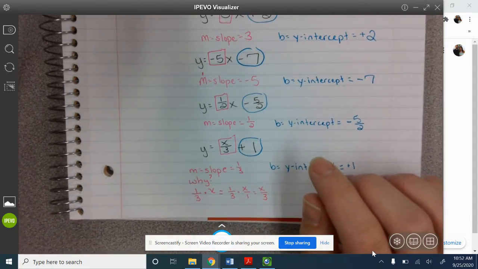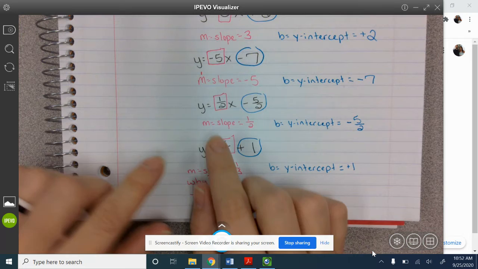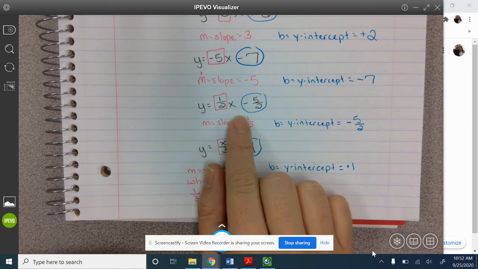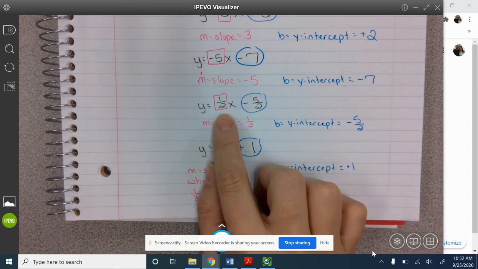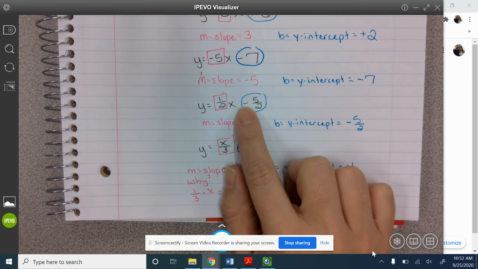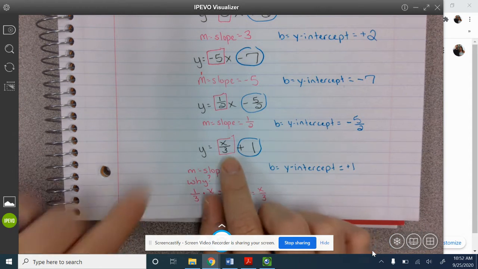You take the sign in front of the number. My next one, get my camera ready for you. Y equals 1/2 x minus 5 over 2. So my slope is 1/2. It is the number that comes in front of the x. The slope is always the number that is hooked to your x. My y-intercept is negative 5 over 2.